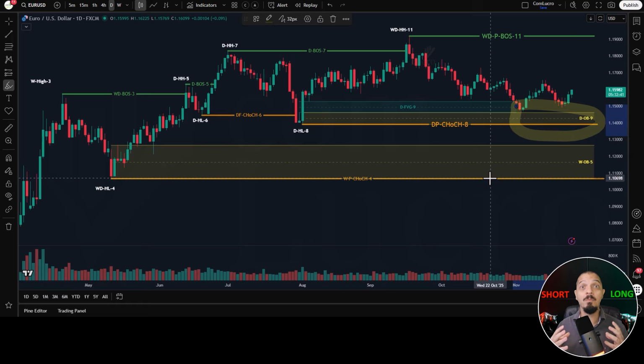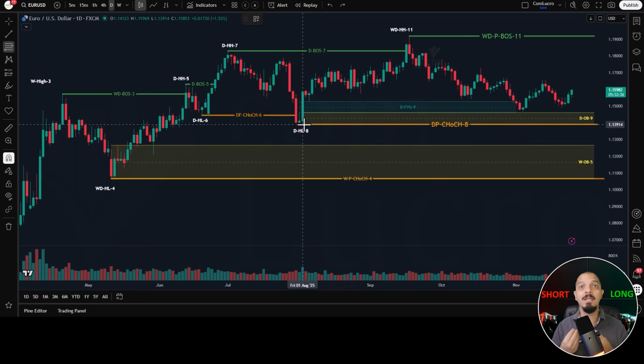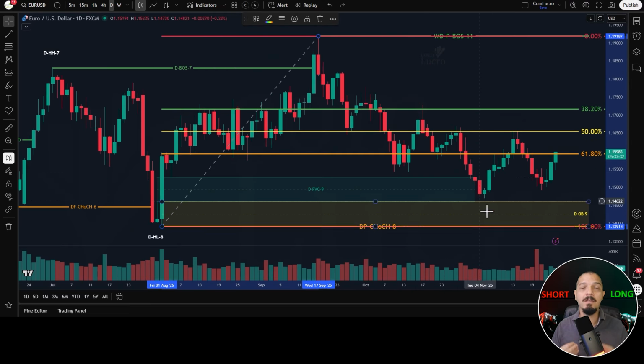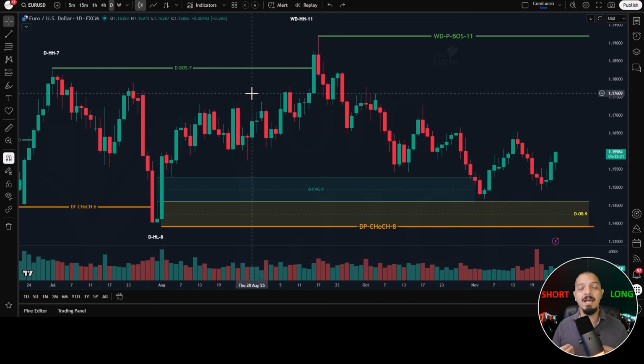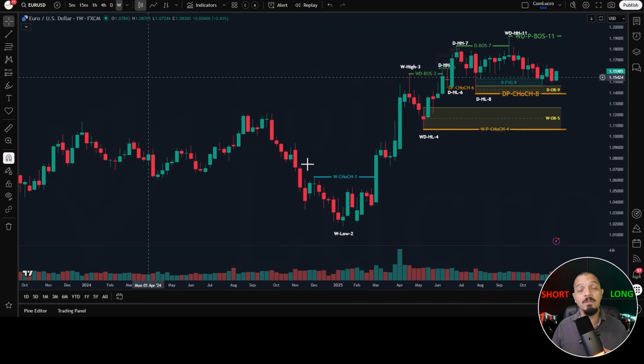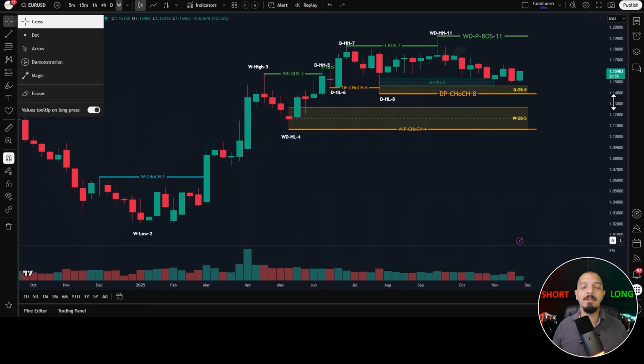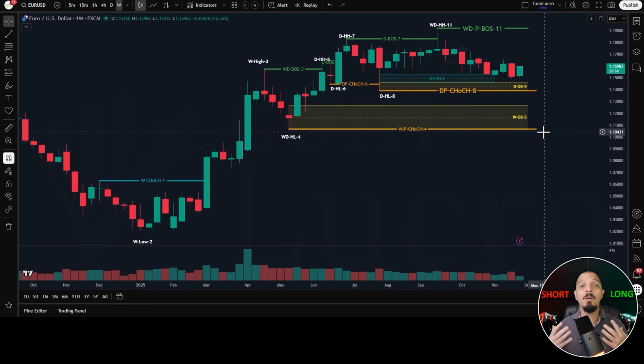At this moment, price is trading inside the range between daily higher low 8 and weekly daily higher high 11, sitting in the discount zone of the daily structure, where buyers typically begin looking for new opportunities while the order block below remains untouched. To wrap it up, the weekly chart shows a fully intact bullish structure, with the market moving from weekly low 2 up into weekly daily higher high 11, and leaving the weekly order block 5 as the foundation of the trend.